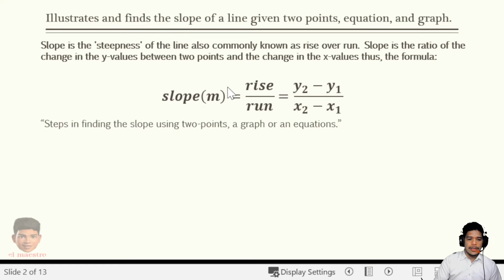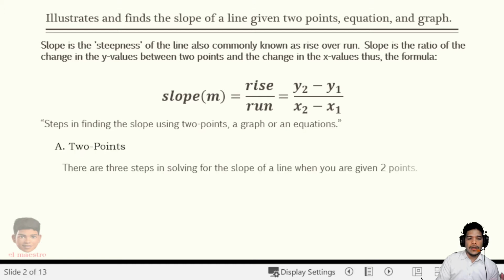But for now, these are the steps in finding the slope using 2 points, a graph, or an equation. You can find the slope by 2 points, or by graph, or an equation. But this time we are going to solve the slope first by 2 points. So these are the steps in solving for the slope of a line when given 2 points.